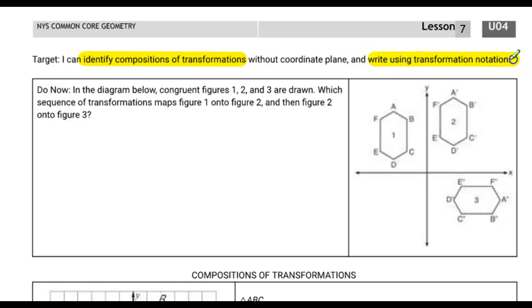You remember the notations for the four different transformations are capital T for translation, capital D for dilation, uppercase R for rotation, and lowercase r for reflection. Let's take a look at the do now.